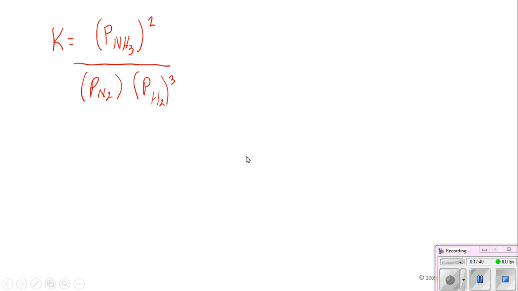So this is the expression. This would be Kp equals the partial pressure of NH3 squared over the partial pressure of N2 times the partial pressure of H2 cubed. Since we were given the equilibrium partial pressure of two of the gases in the reaction, and we were given the equilibrium constant, we're going to now solve for the partial pressure of one of the other gases. So the first thing we're going to do is plug in our given values into our equilibrium expression.